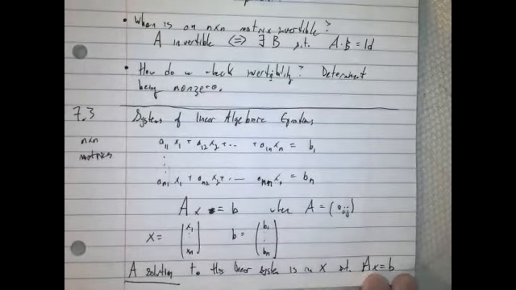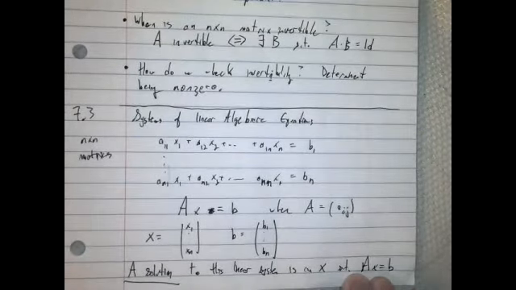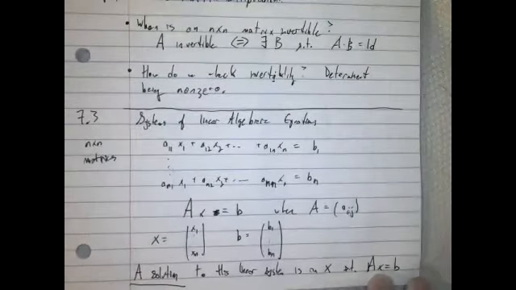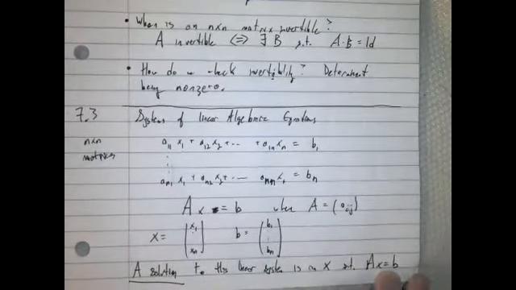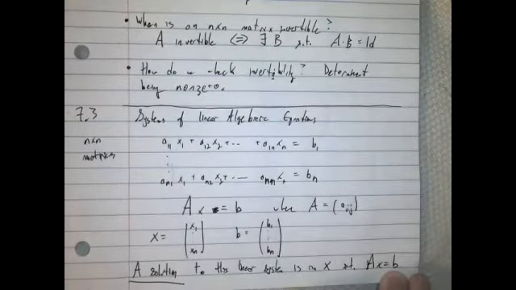I want to find some vector x such that when I do the matrix multiplication, or in a different language, if I do the linear transformation on the vector x associated with A, I end up with the vector b. Is this okay? Yeah. Great.